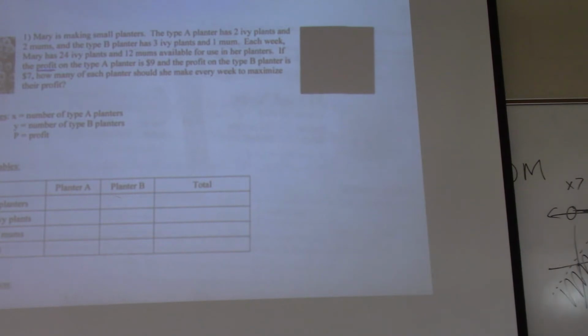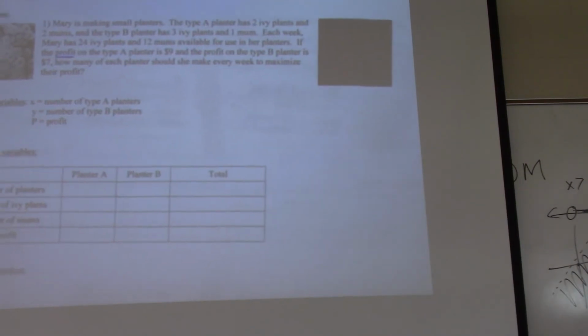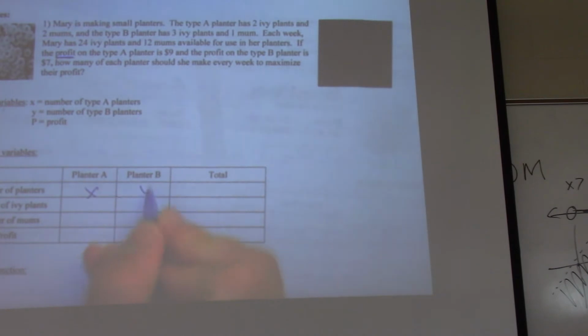So the first thing I want you to do is let's go down to this table here and just start filling in some things. Number one is telling us right here the first step to define variables. Now if we go back to the previous page, we talked about that. The first step is to define variables. And it's actually giving them for us. X is the number of type A's, y is the number of type B's. So look, the number of planters, X was the type A, y is the type B. Go ahead and write that in.